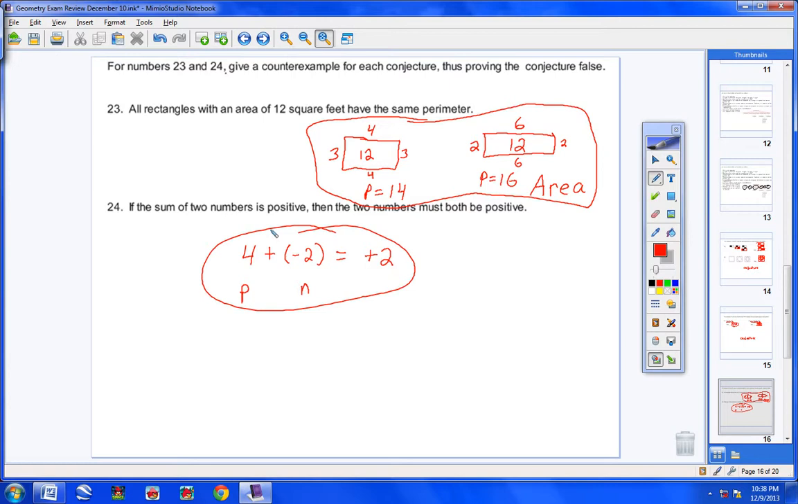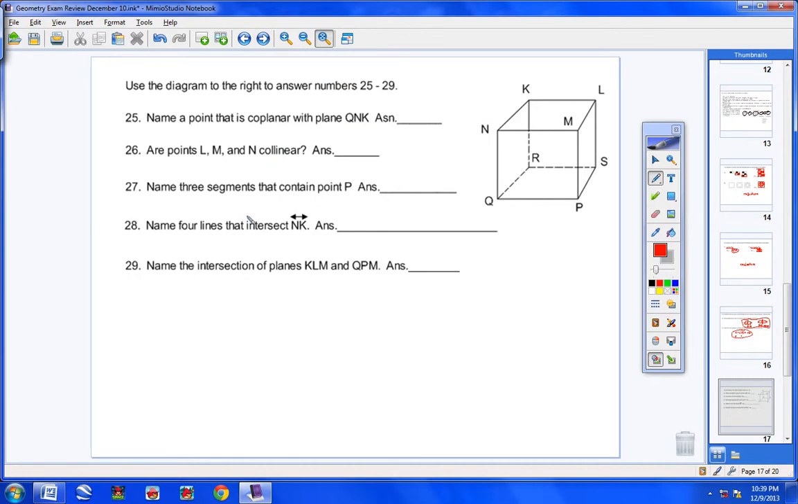So here's what I'm trying to review. Okay? I want you to be able to look at a statement that I give you and either draw me a picture or show me an equation or do something that gives me a counterexample that proves this wrong. Okay? So be able to give counterexamples that prove a statement wrong. Okay, now let's talk about planes, points, lines, segments, etc.